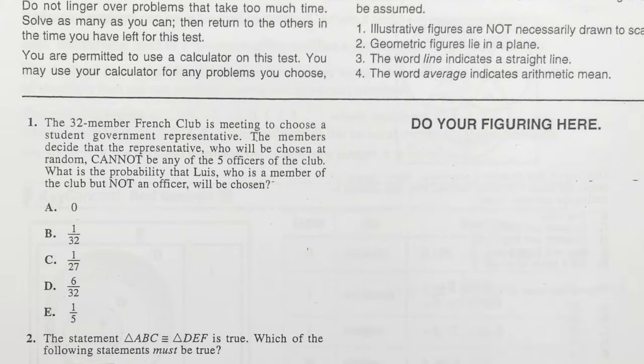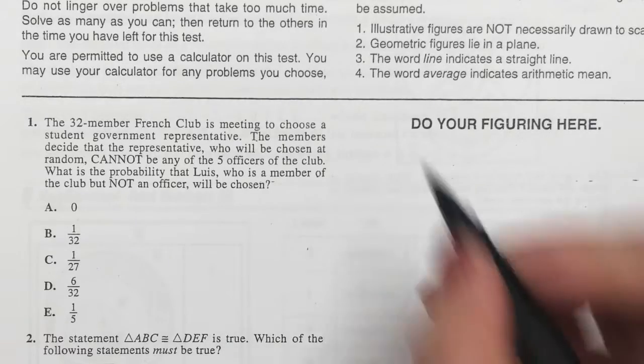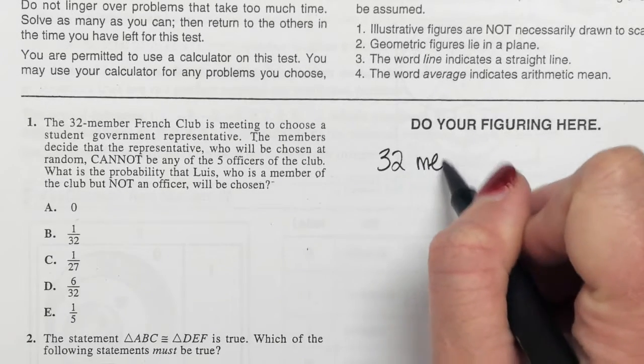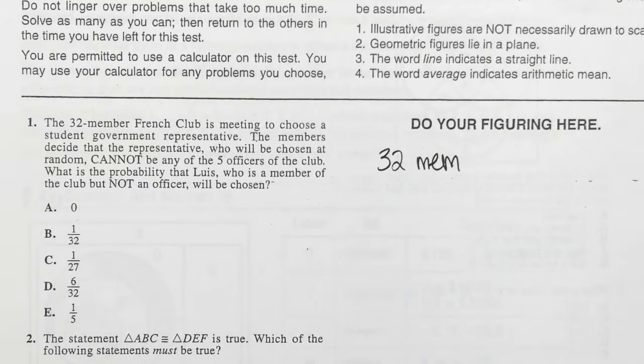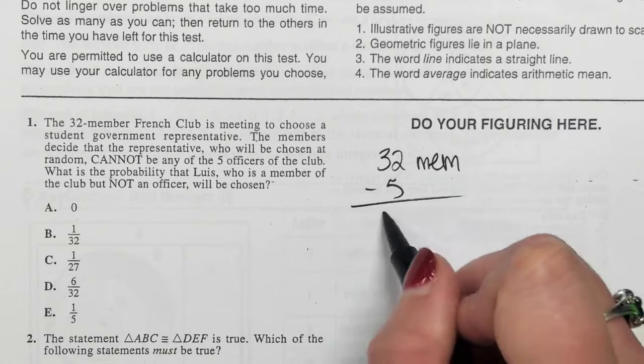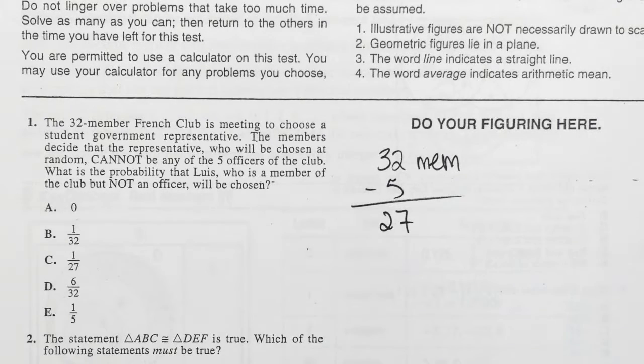All right, how many members of the club are there? There's 32, right? But I need the one that's a member but not an officer. So how do I do that? Subtract the 5, and what do you get? So I have one person out of 27 that is a member but not an officer. So what answer is that? C. Did you get it good? All right, let's move to number 2.